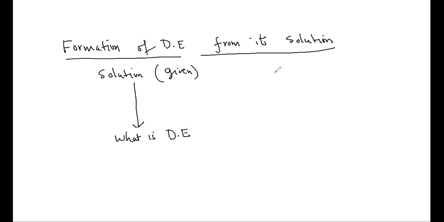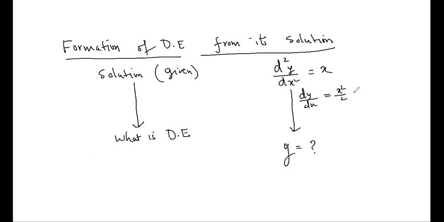Yesterday I taught you how to solve this differential equation. Solving the differential equation means making y the subject, or finding what is y. What did I do? I integrated once, it became dy by dx, and I got a constant. I integrated once more, dy by dx became y, and this became x cubed by 6, c1x, and one more c2 came in. So there became two arbitrary constants.